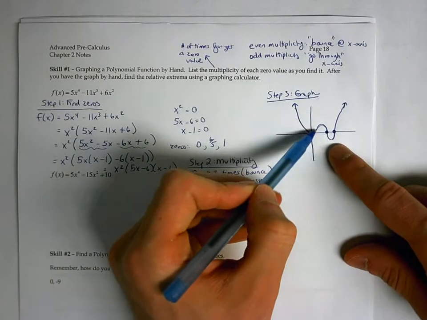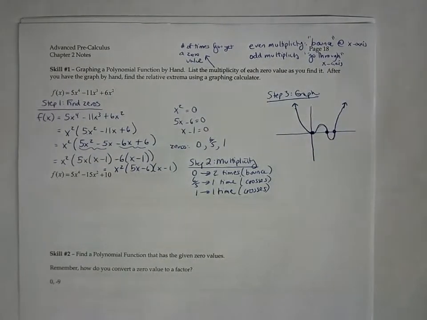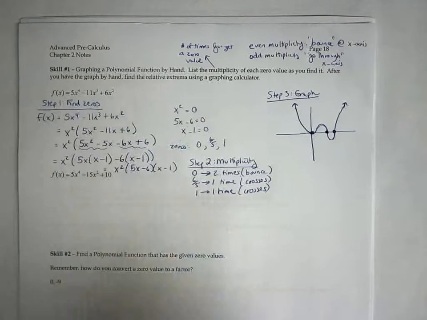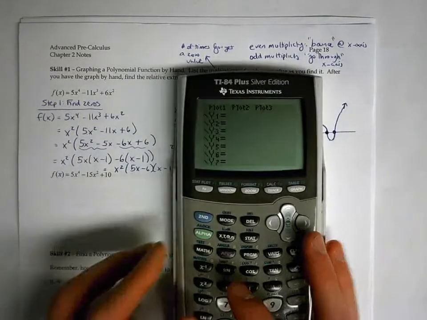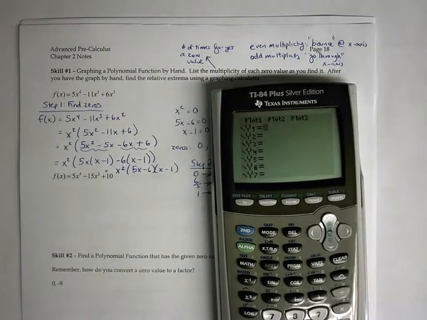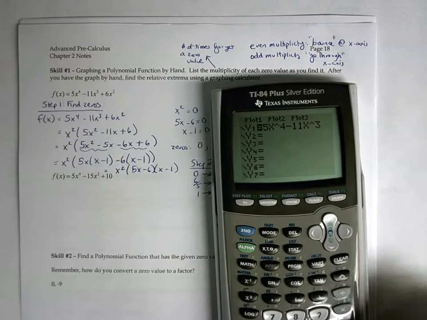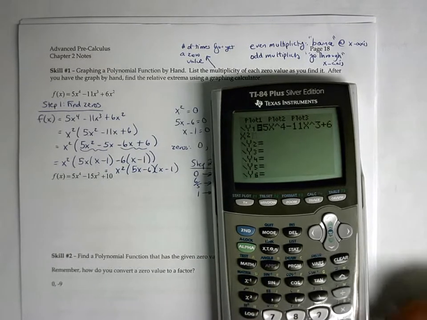I don't know how steep it is, and I don't know how much of a hump I've got here. But that's the last piece for us to do, is we want to find the relative extrema using a graphing calculator. And relative extrema are just saying the maximums and minimums that occur between those zeros. So to do that, we'll pull out our graphing calculator, and we'll type in our function. 5x to the 4th minus 11x cubed plus 6x squared.